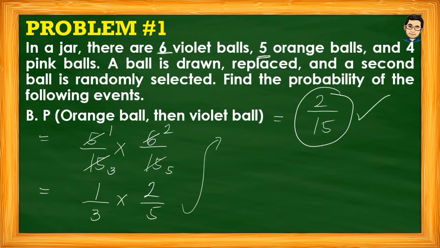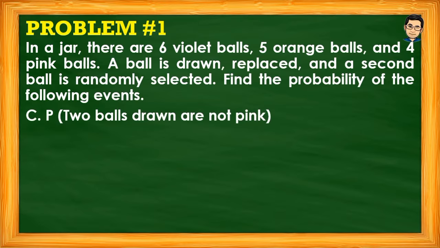So, 1 times 2, 2, 3 times 5, 15. So, for letter C, what is the probability that two balls drawn are not pink? Okay. So, dito, meron siyang restriction. Kailangan daw yung bola na mabunot ay hindi pink. So, ano yung probability nun?